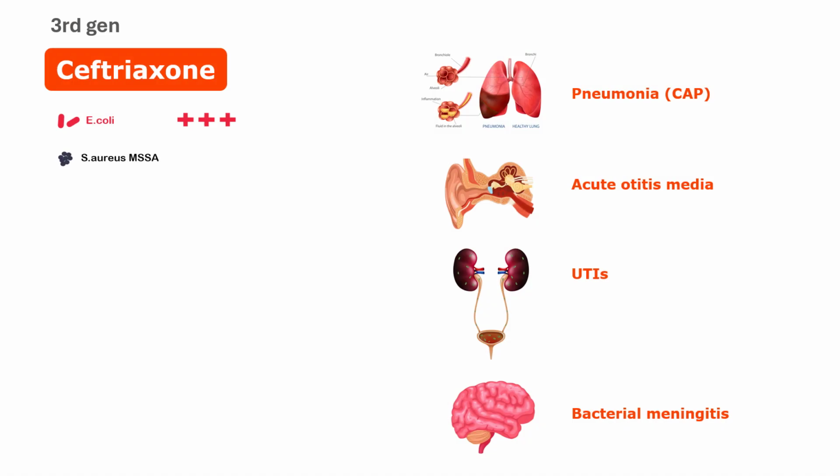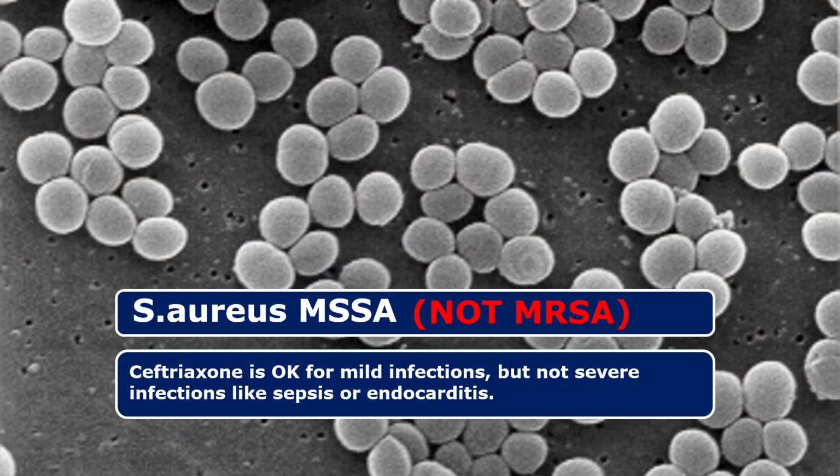But what about its gram-positive coverage? Is it true that it is inferior to first-generation cephalosporins? Well, yes, it is less active against Staphylococcus aureus. Therefore, it should not be used to treat severe staphylococcal infections like sepsis or endocarditis if you have another choice, and you usually do. For mild staphylococcal infections like cellulitis, it should be okay. But why use it even for that if you have other, better options with a narrower spectrum? Bottom line, ceftriaxone should not be your first choice for the treatment of staphylococcal infections.